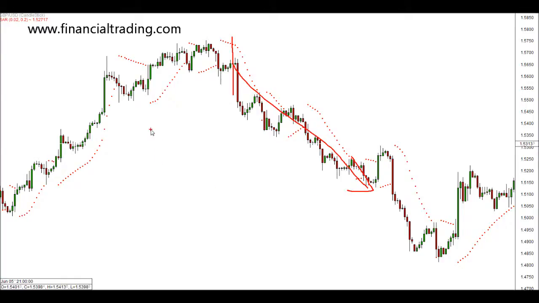With all indicators, we can adjust the settings of the indicator, and the default setting for most Parabolic SARs, stop and reverse, is 0.02 and 0.2.